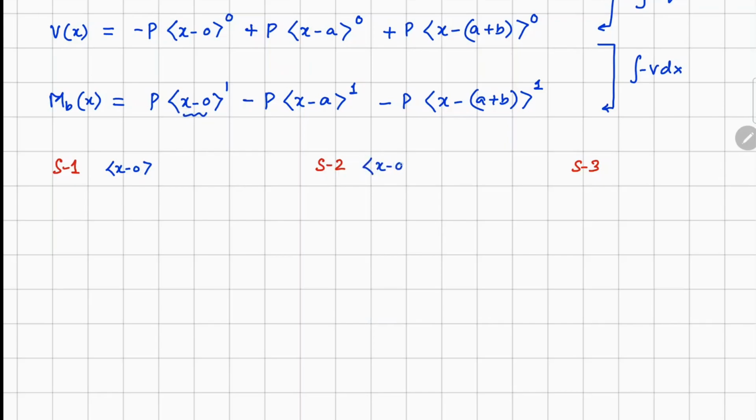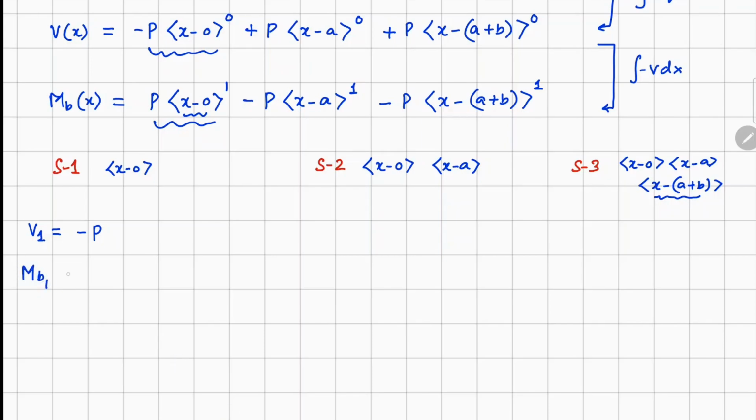In segment 2, both x minus 0 and x minus a will be positive, and in this last one, x minus 0, x minus a and x minus (a plus b) all three give positive arguments inside. So now we can evaluate this. In segment 1, V1 becomes minus P, since x minus 0 to the power 0 gives 1, so V1 is minus P. M_b1, P times x minus 0 to the power 1, gives Px.